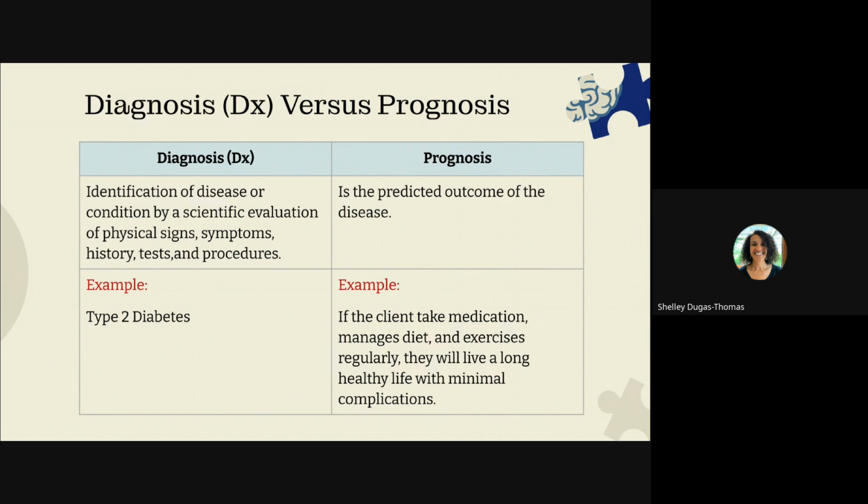Pro, before or forward. Prognosis is looking forward. It's your forecast or predicted outcome of the disease. For instance, if our diabetic patient takes their medication and exercises, their prognosis is a long, healthy life with minimal complications.